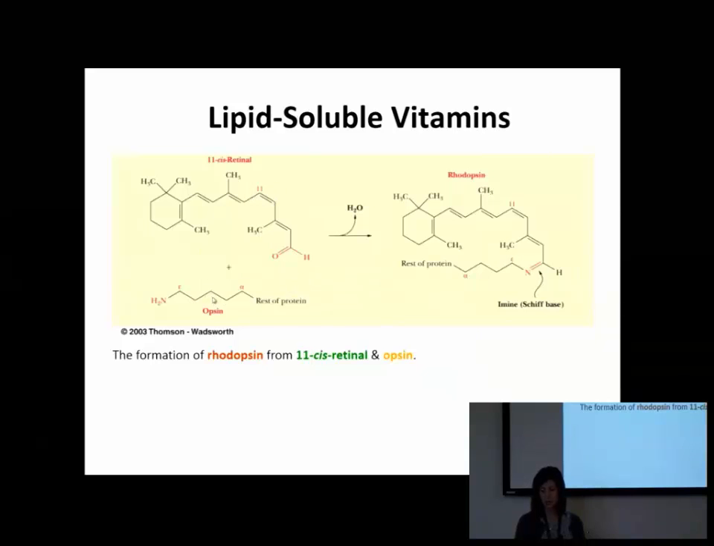And so this is rhodopsin. And going back from cis to trans, right here, that's your nerve impulse. This is where the photochemical reaction is going to happen.